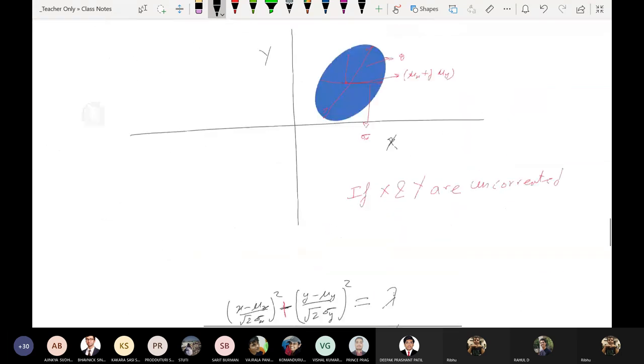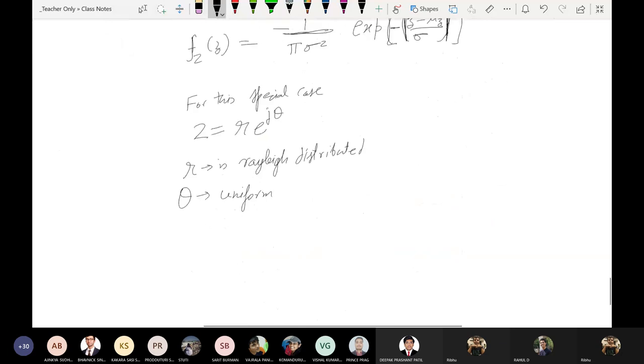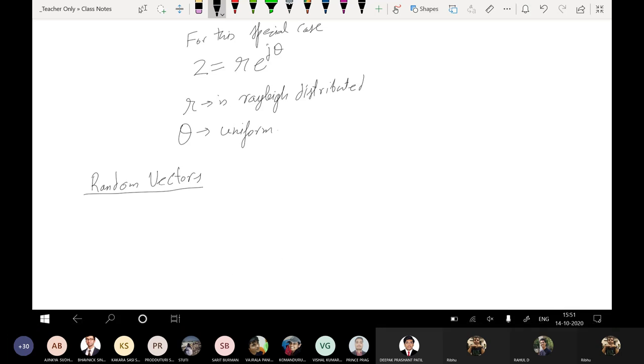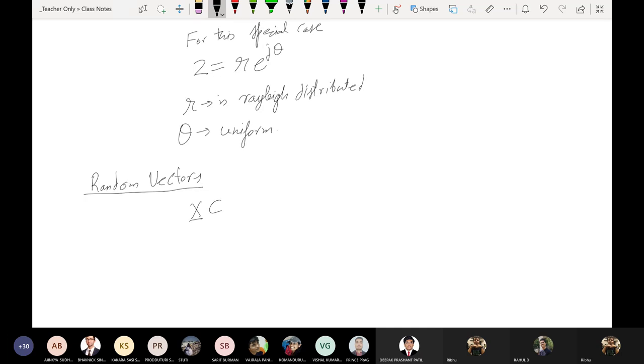In general, I now introduce random vectors, because we have introduced a random variable, we have introduced a complex random variable. Now let's extend our discussion to n dimensions. In general, a random vector x in, I'll define this for complex as well, but let's now focus only on real.